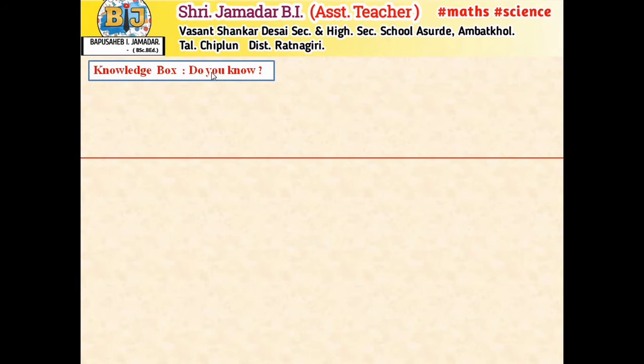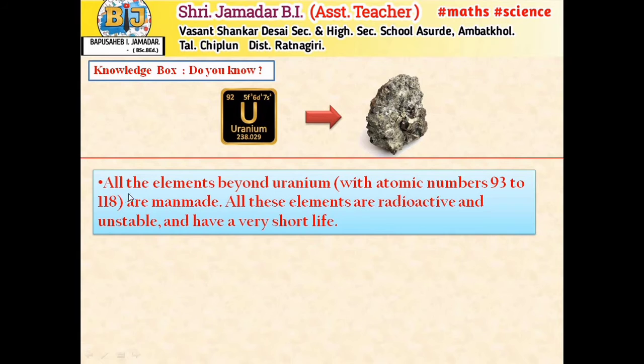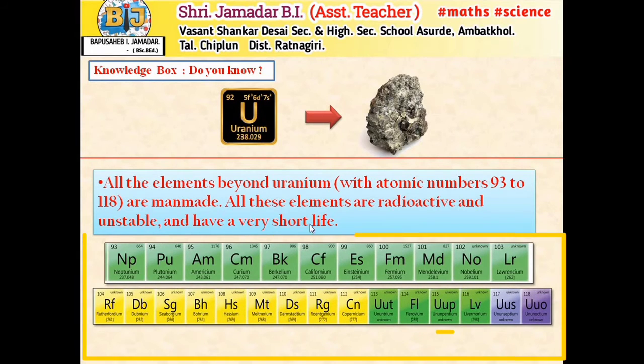Let us see a new point. Do you know, the figure of the element which you can see on the screen is uranium, whose atomic number is 92. All the elements beyond uranium with atomic numbers 93 to 118 are man-made. All these elements are radioactive and unstable and have a very short life. You can see that in the figure.